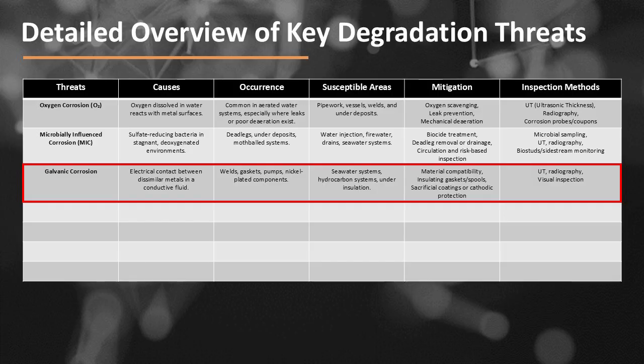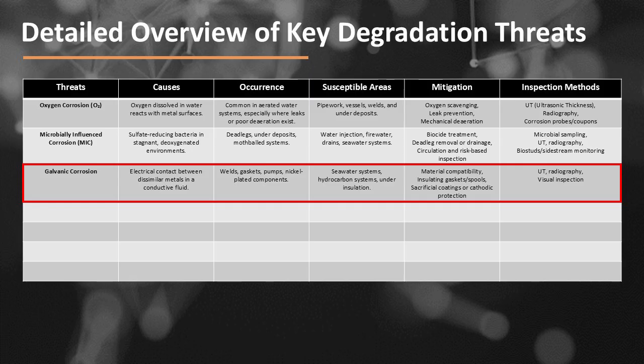When the threat is galvanic corrosion, it is caused by electrical contact between dissimilar metals in a conductive fluid. The occurrence of this threat is welds, gaskets, pumps, nickel-plated components. The susceptible areas of this threat are seawater systems, hydrocarbon systems, under insulation. The mitigation strategies for this threat are material compatibility, insulating gaskets or spools, sacrificial coatings or cathodic protection. The inspection method for this threat is UT.